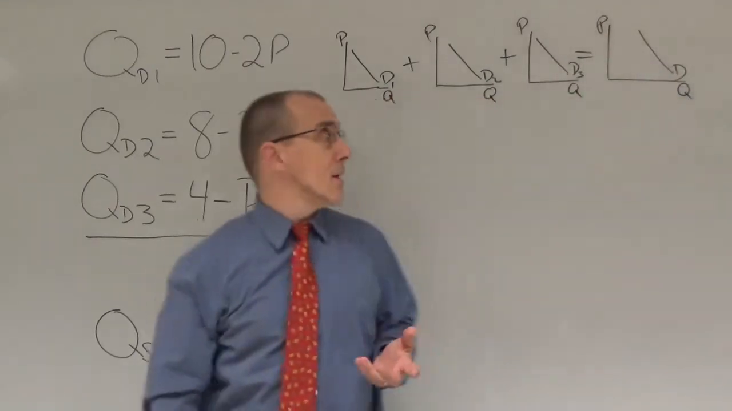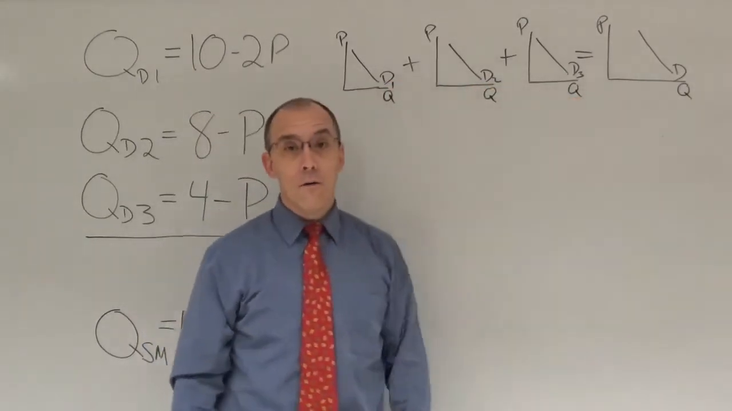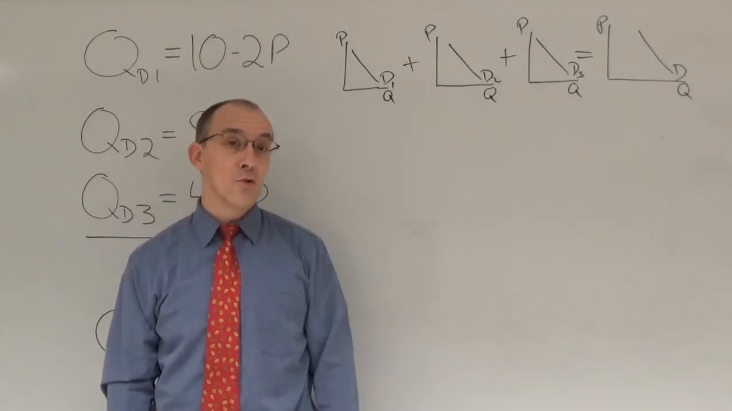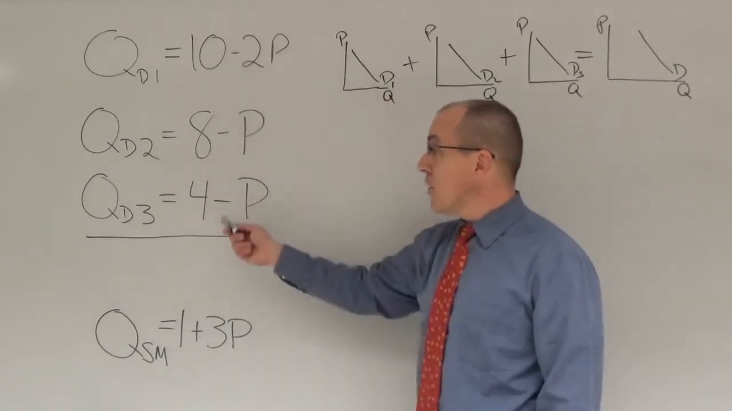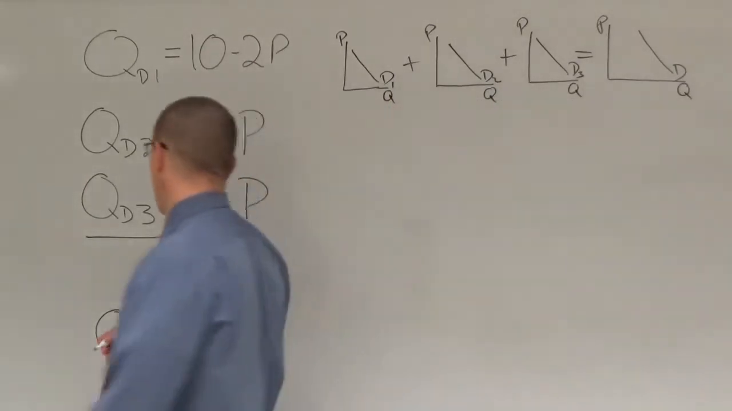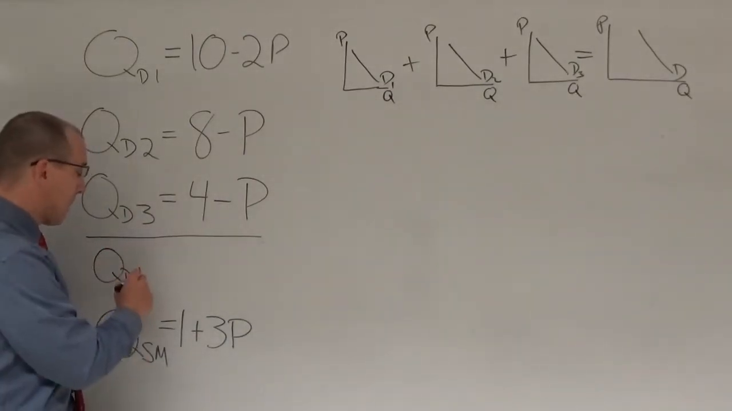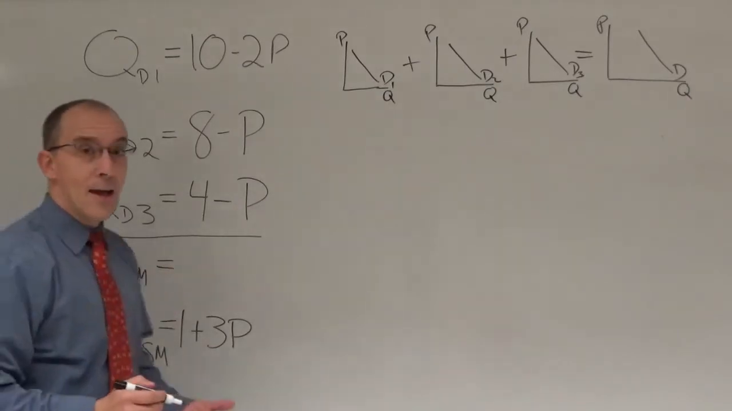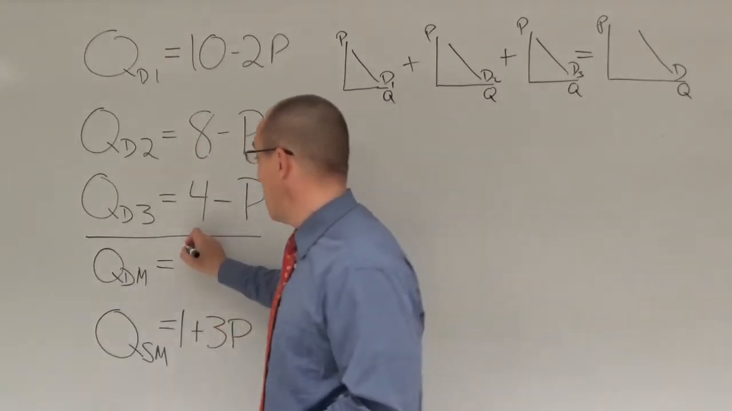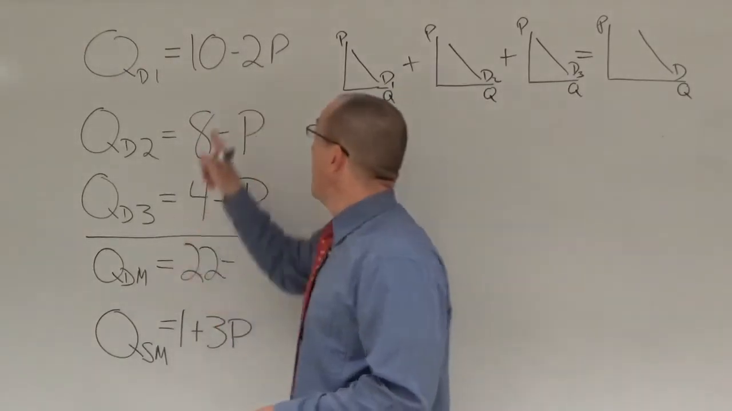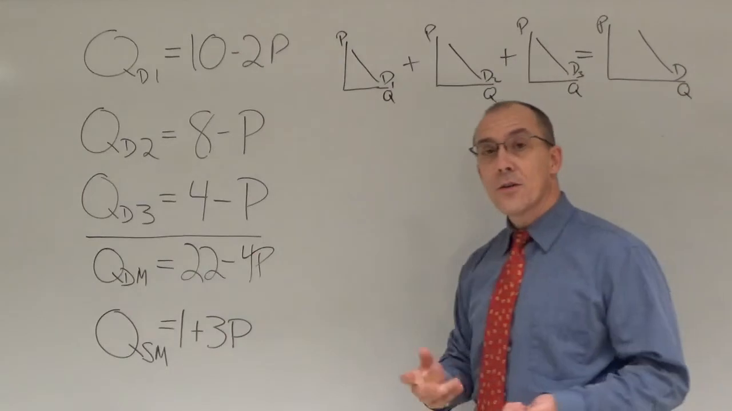The basic logic here is that the market demand curve is really nothing more than the summation of the demand curves of the individuals who make up a market. Kind of an obvious point, but an important one to make. So we have our three different demand curves. Mathematically, we can sum these up to get our quantity demand for our entire market by simply adding them together algebraically. 10 plus 8 plus 4 is 22. Minus 2 minus 1 minus 1 is minus 4p, and that's our demand curve.